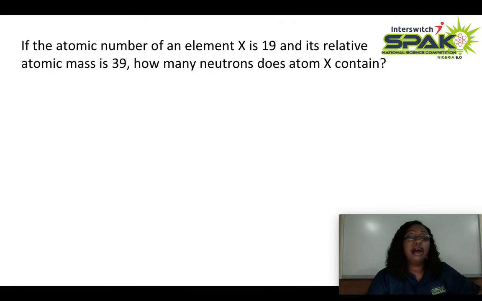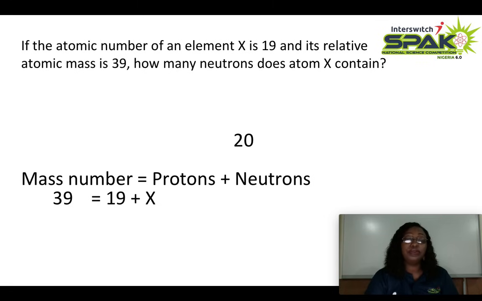If the atomic number of an element X is 19 and its relative atomic mass is 39, how many neutrons does atom X contain? Quickly do that and give me the answer. That should be an easy one. The answer is 20.